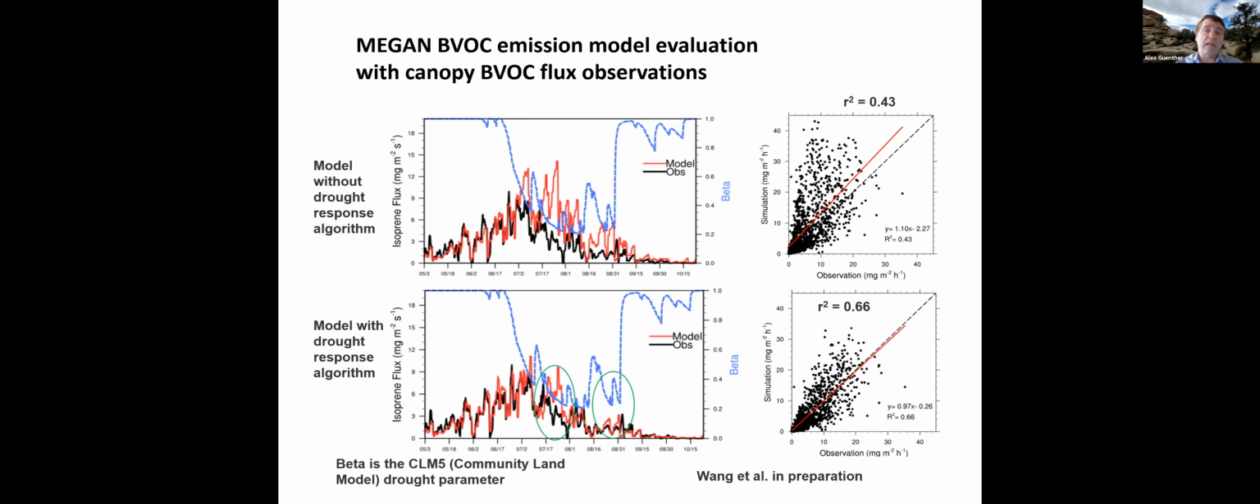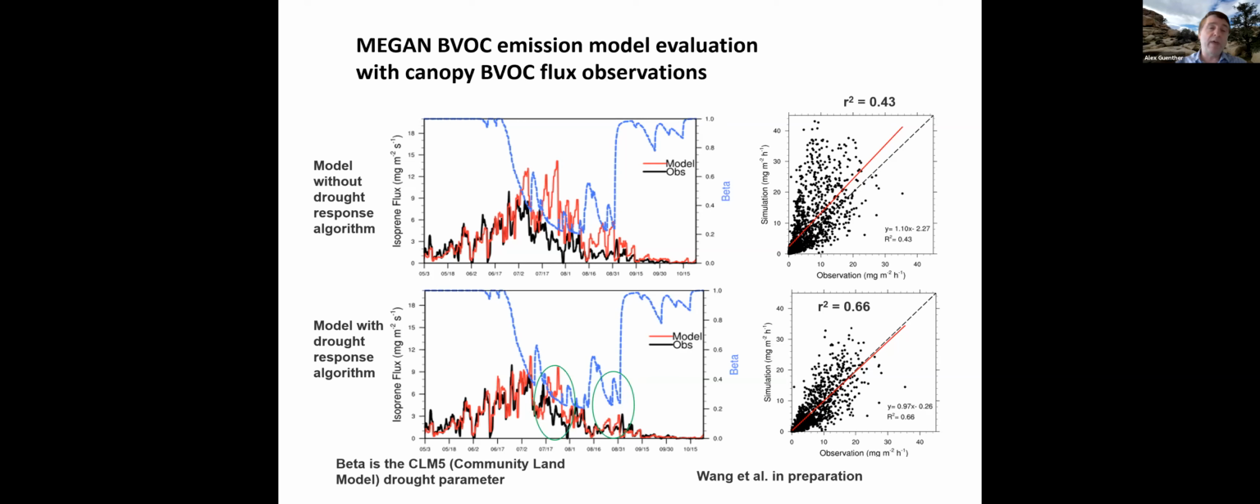We're getting about two thirds of the variance, which is about the same as what you get for photosynthesis. If you run CLM and look at how well it does for photosynthesis and transpiration, it's about the same. So we're doing okay here, but obviously we're not getting everything. Also, this is just looking at one site, so we want to expand this to other ecosystems and get more replications.